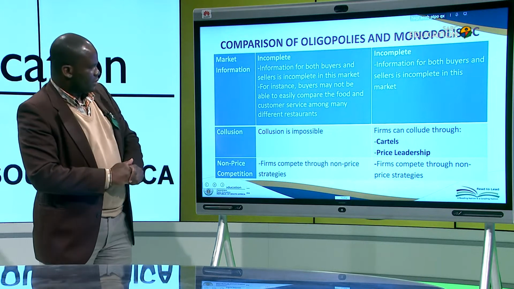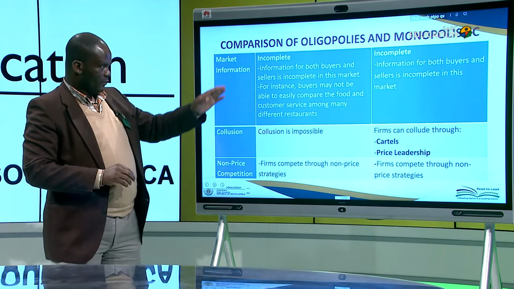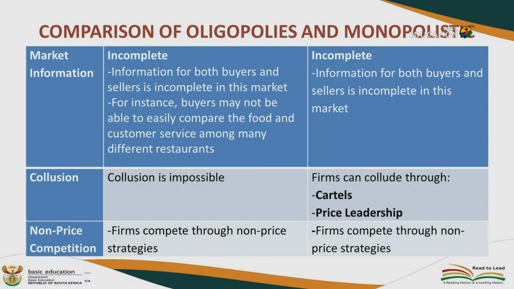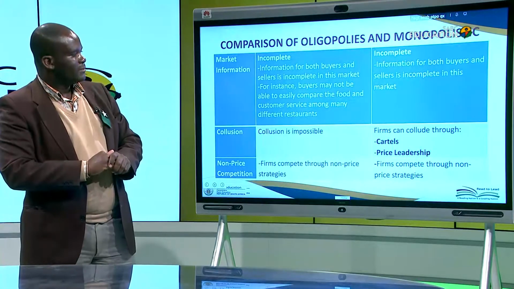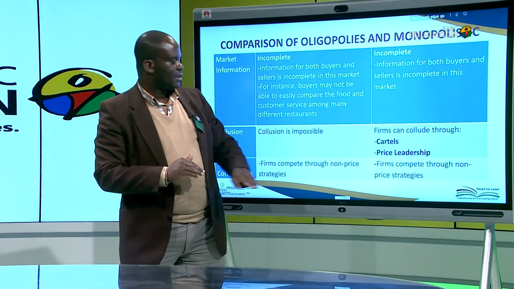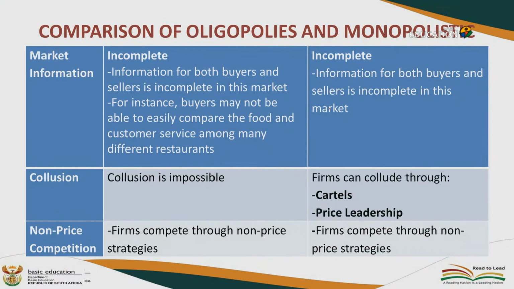Another feature that we should look at is collusion. Under the imperfect market, that is monopolistic competition, collusion is impossible. Firms cannot collude, but if you go to oligopoly, collusion plays a very prominent role in this market. And we are going to explain this. Firms can collude either through forming cartels, or they can collude through what is called price leadership. We'll discuss collusion.